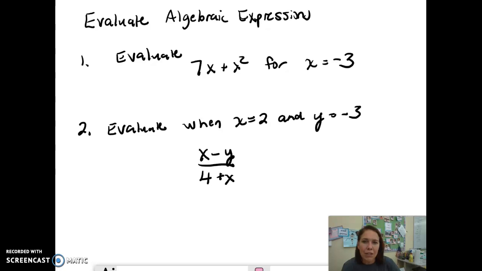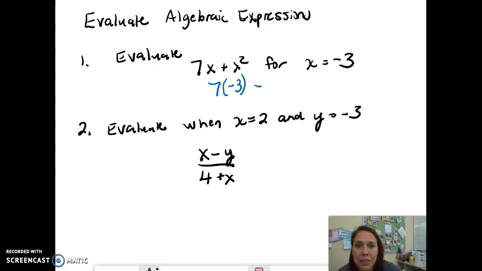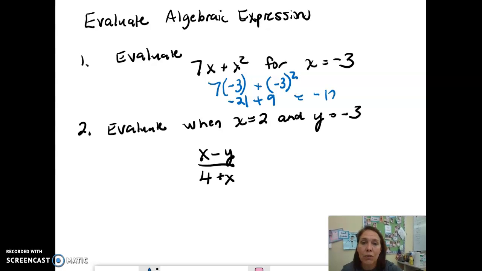The only little trick here is to make sure that when you plug in that negative value, it goes in parentheses. So here, we're going to plug in 7, and instead of x, we've been told it's now a negative 3, and we're going to plug that in parentheses, plus you're going to put in parentheses that negative 3 and then square that. So 7, now it's an order of operations problem. So 7 times negative 3 is negative 21 plus negative 3 squared in the quantity is positive 9. So you now have the problem negative 21 plus 9 equals a negative 12.